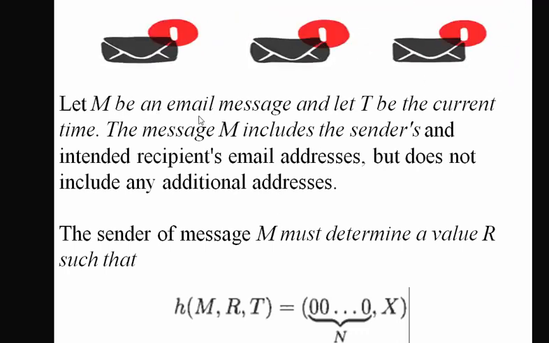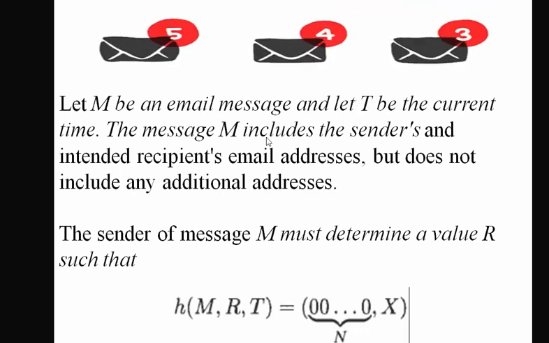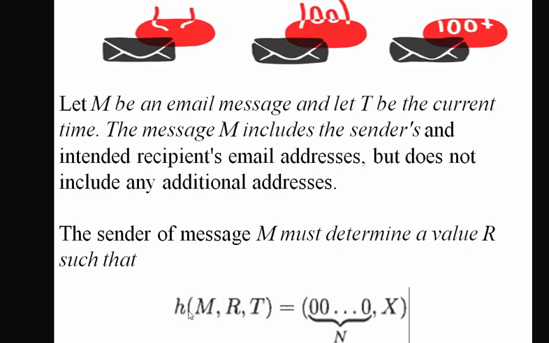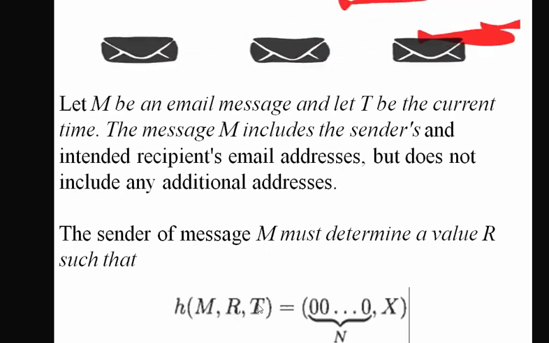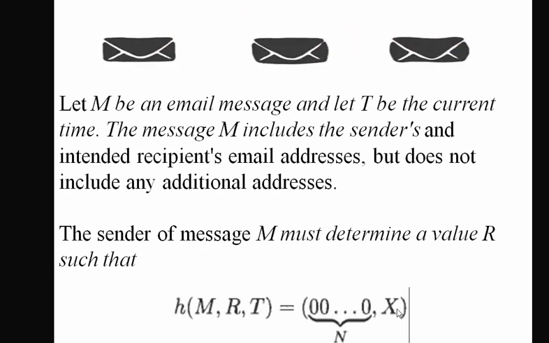Let M be an email message and T be the current time. The message M includes the sender's and intended recipient's email address but does not include any additional address. So we have to calculate with the help of this formula. Here H means the hash value of M, R, T, where M means message and T means current time, and we have to determine the R value, which begins with 0, 0, 0 up to some number of zeros. This is the recipient address.